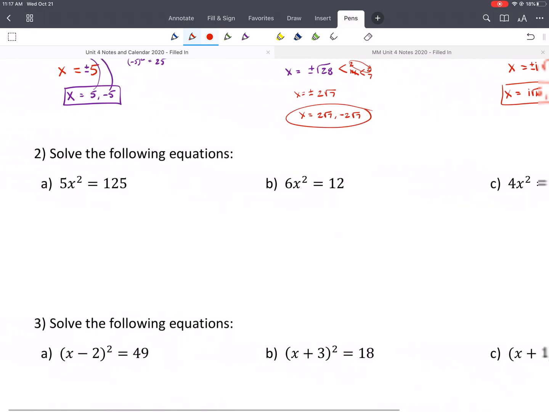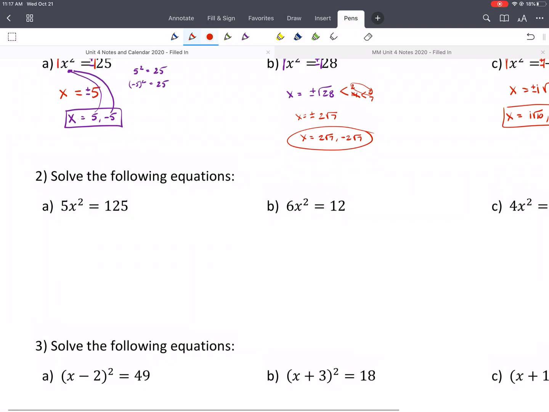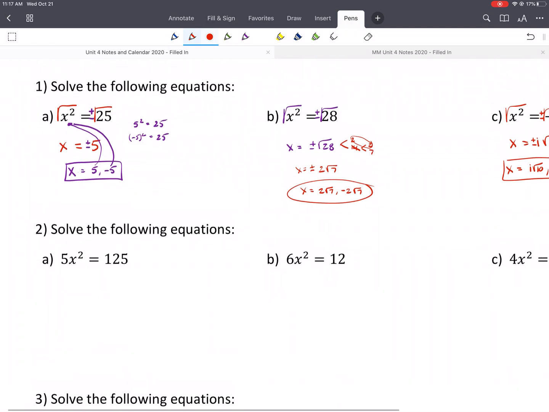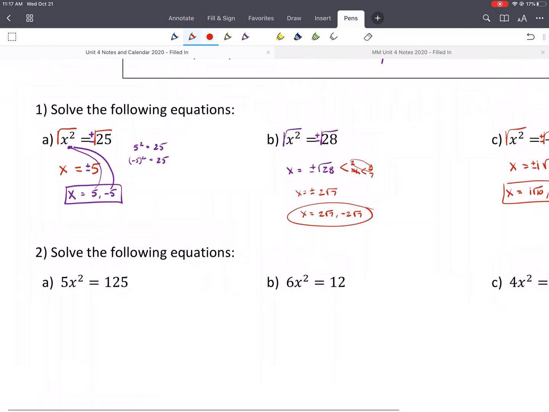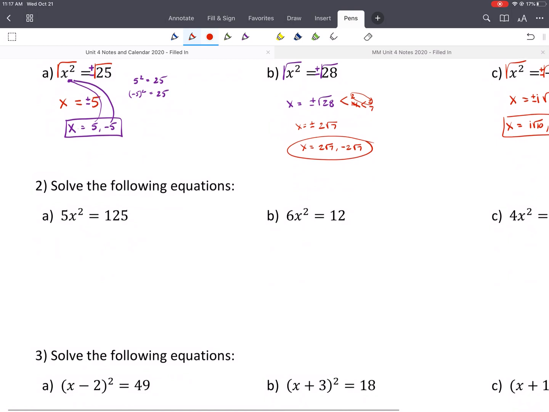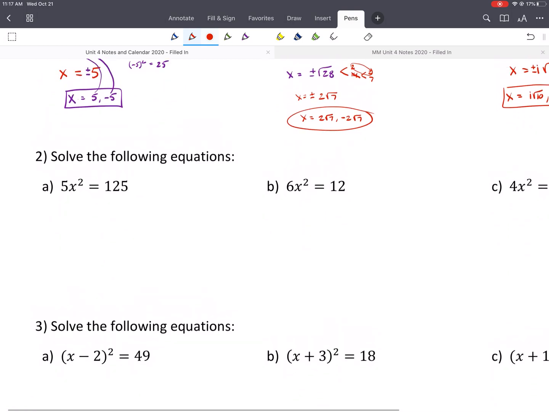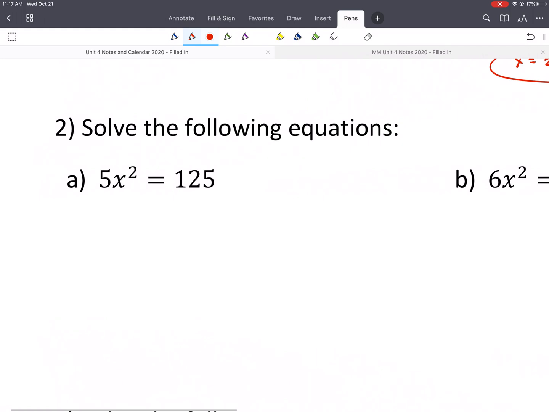All right. Okay, and basically we're going to add a little bit, because this is like a one-step equation. Here we're going to do a two-step equation, a three-step equation. Okay, so we're just peeling off layer by layer.